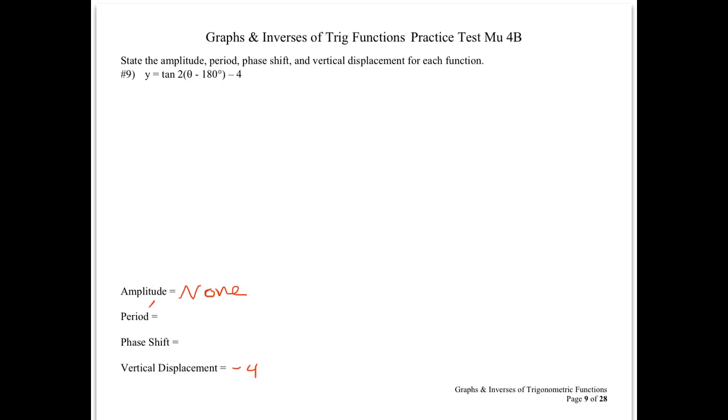The new period and phase shift you find by taking the angle you're given. In this case, the angle we're given is 2 times theta minus 180 degrees. Put it in the middle of a compound inequality, on the left where a period of tangent may start, and on the right where that period would end. Tangent's parent period is 180 degrees.